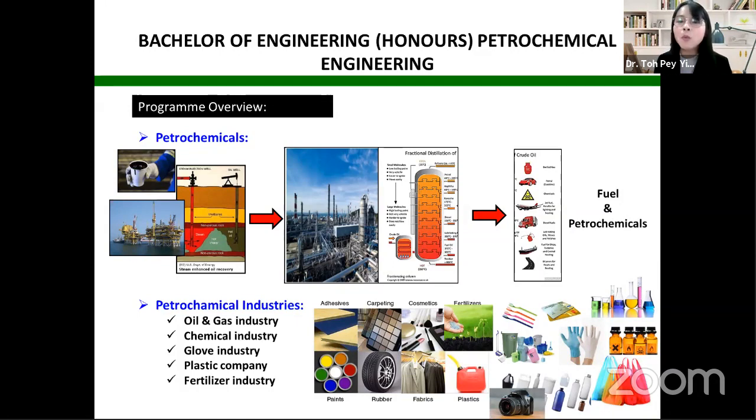So what are examples of petrochemical? The first one is chemicals, right? And second, do you know what plastic is? What is polymer? Plastic and polymer are actually derivatives from petroleum.